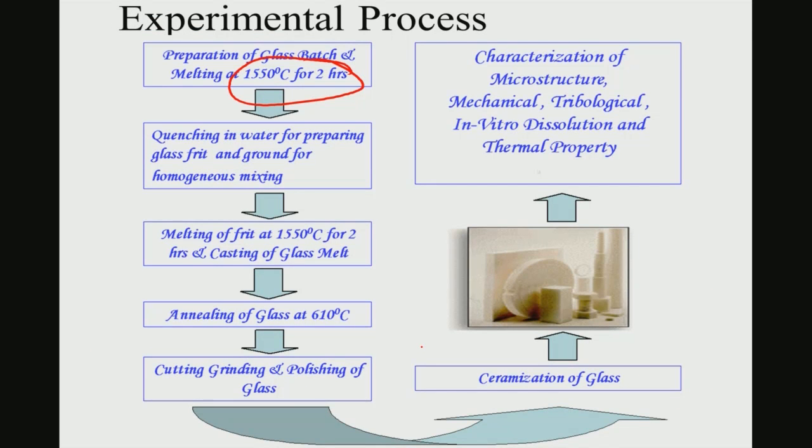After you do these things, you cast this glass melt in a usable form, and after that you anneal this glass at a temperature like 610 degrees Celsius. Then after that you do ceramization of the glass. What is ceramization? Ceramization is the heat treatment procedure which enables the nucleation and growth of the ceramic phase in the glass matrix.